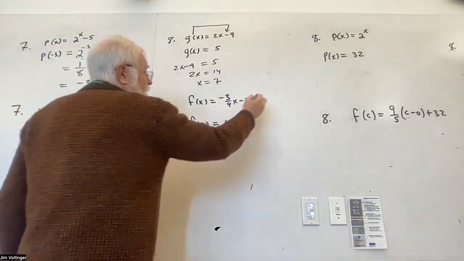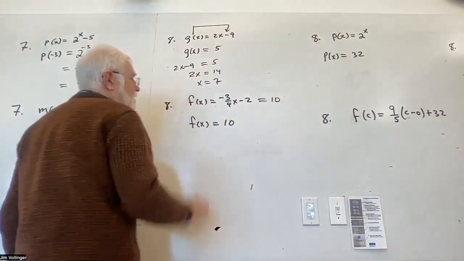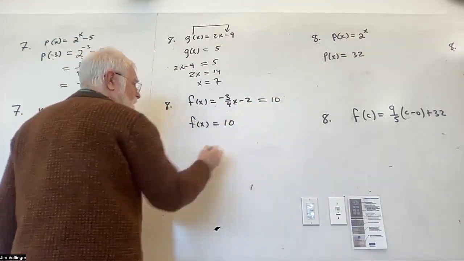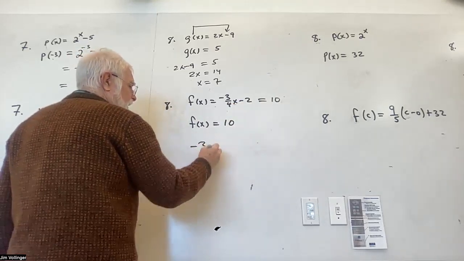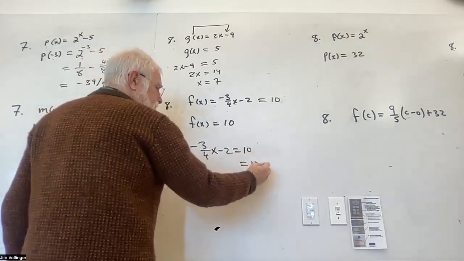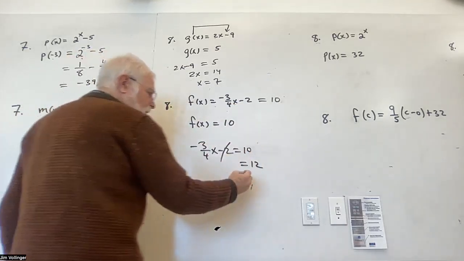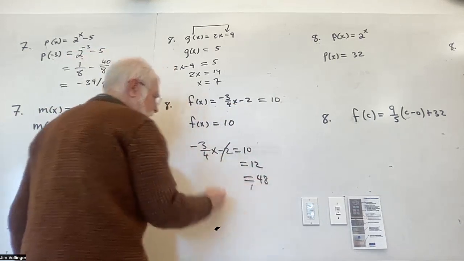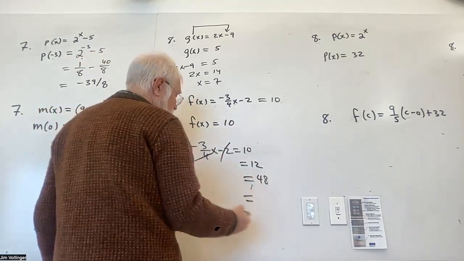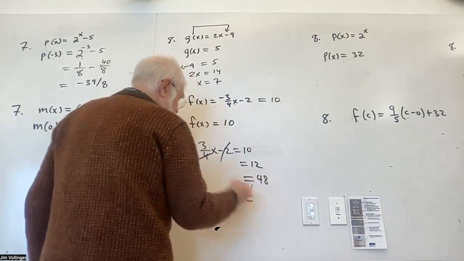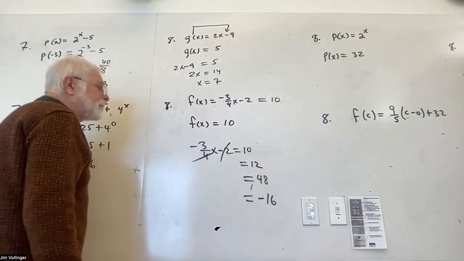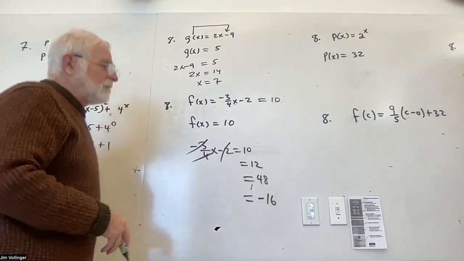Looks like I've got to find out when this equals 10. Yep, f of x is that calculation, and I want that calculation to equal 10. So minus 3/4 x minus 2 equals 10. I'm going to add 2. I'm going to multiply by 4. I'm going to divide by negative 3. And 4 plus 8 is 12, so 3 goes into that. So it looks like it goes 16 times. So minus 16. That takes care of that multiplication.